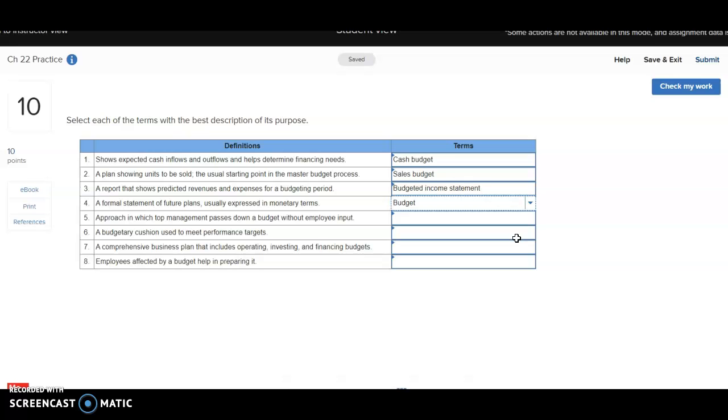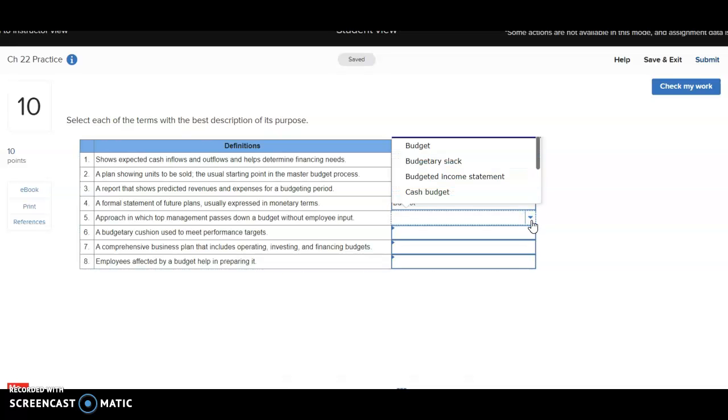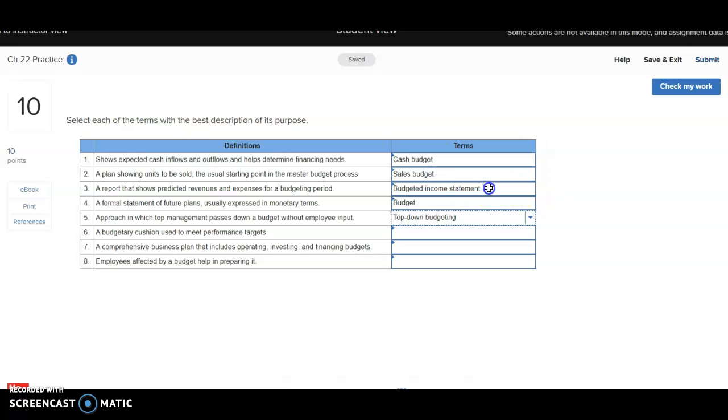Approach in which top management passes down a budget without employee input. So the top people in the company are putting together a budget. They're not asking the people at the bottom what they think they should do. That is going to be called a top-down budget. That's not always ideal, right? We want to make sure that we have that employee input because they're running the day-to-day business. They have the insight into how things are going to work and what's realistic and what's going to change those numbers.